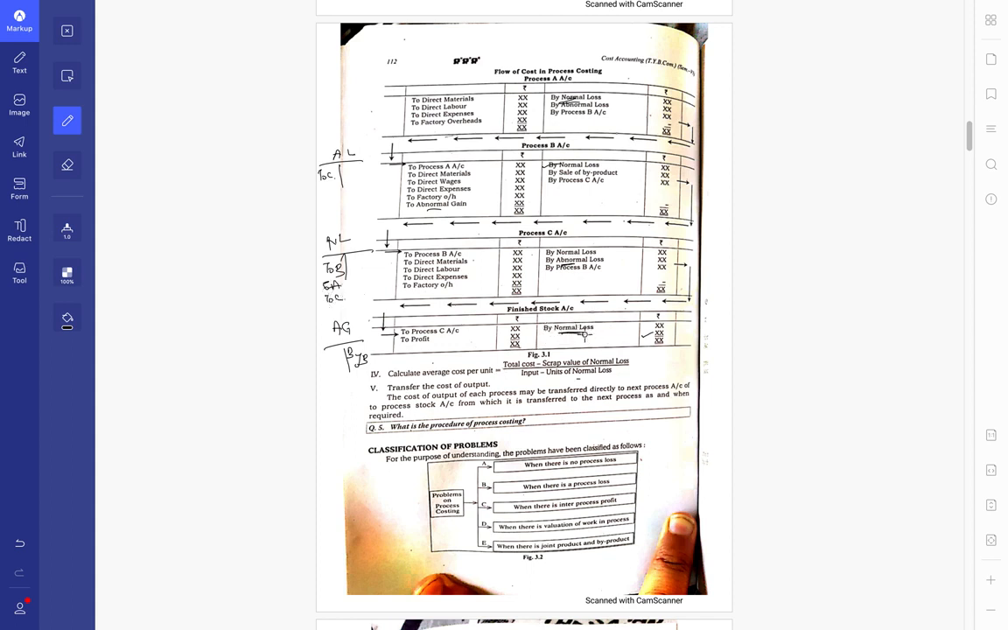Let's say we have normal loss in finished stock account, we'll write to finished stock account. We do not have any normal loss, we have a profit, so we'll make a standard costing P&L and we'll transfer by finished stock account profit. As simple as that. You need to know basic accounting concepts and the general rate calculation as to how rates are calculated in costing, and you will be able to easily solve the process costing question.